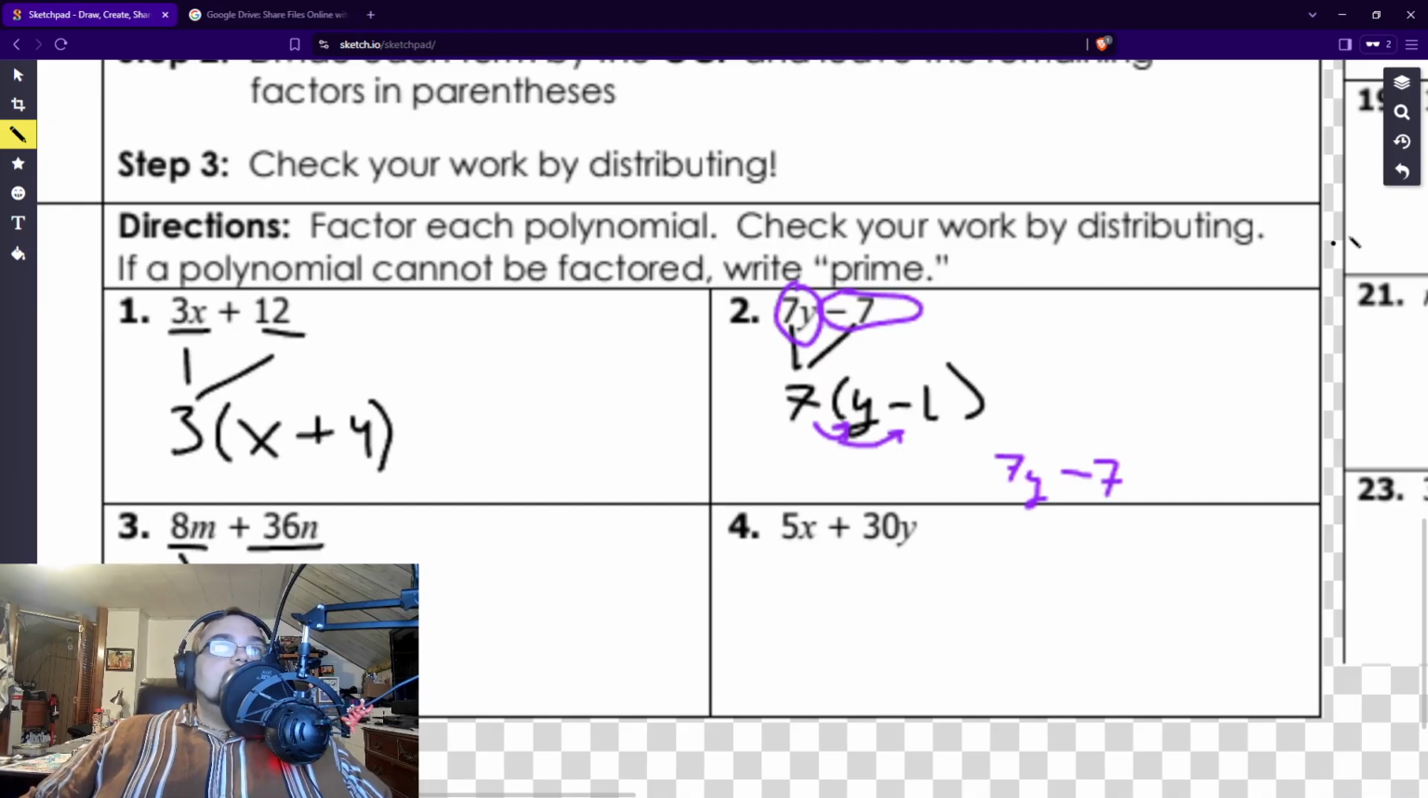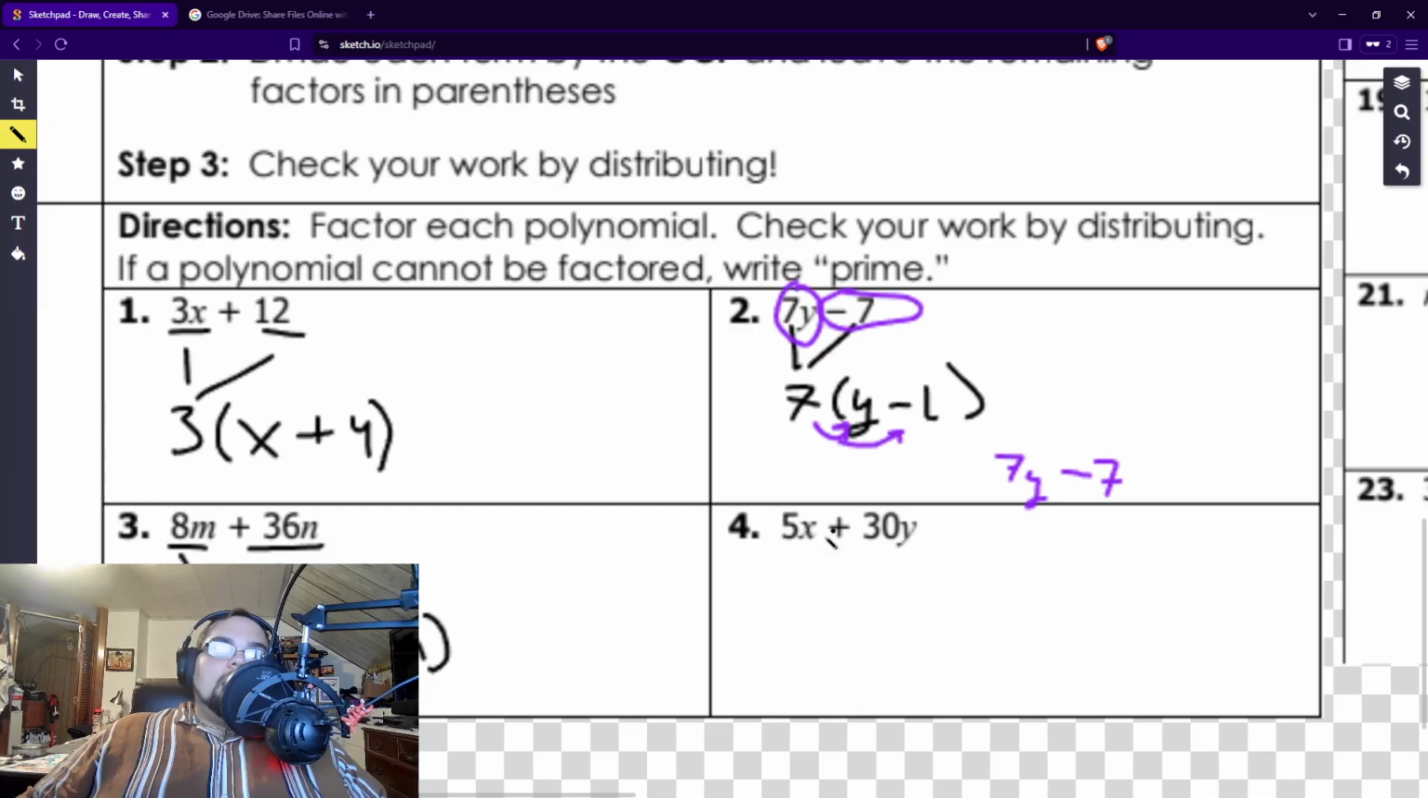We could see that 4 can go into 8 and 4 can go into 36. Then we notice there's an M and an N. Is M the same thing as N? You better have said no. And since they're not the same thing, we're not going to pull it out. So we have 8 divided by 4. That's going to give us 2. The M just stays as it is. We have 36 divided by 4. That's going to give us a 9. N stays as N. Cool.